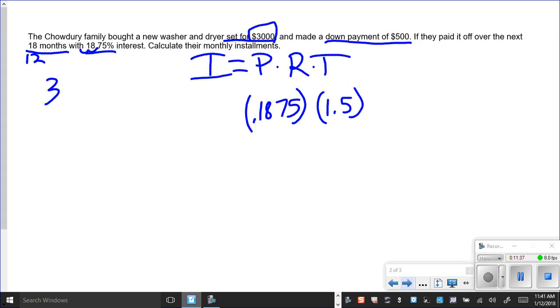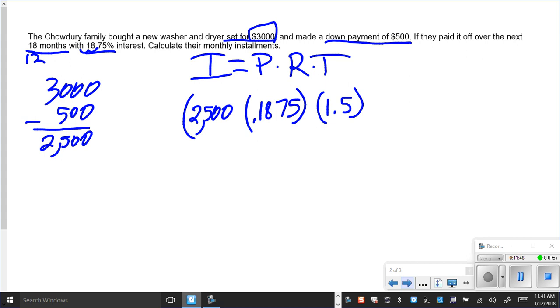So over here, we're going to do 3,000 minus 500, which gives us an even 2,500. And we're going to plug that in. What we're finding now will be our interest. So we do 2,500 times 0.1875 multiplied by 1.5, and we get $703.125.